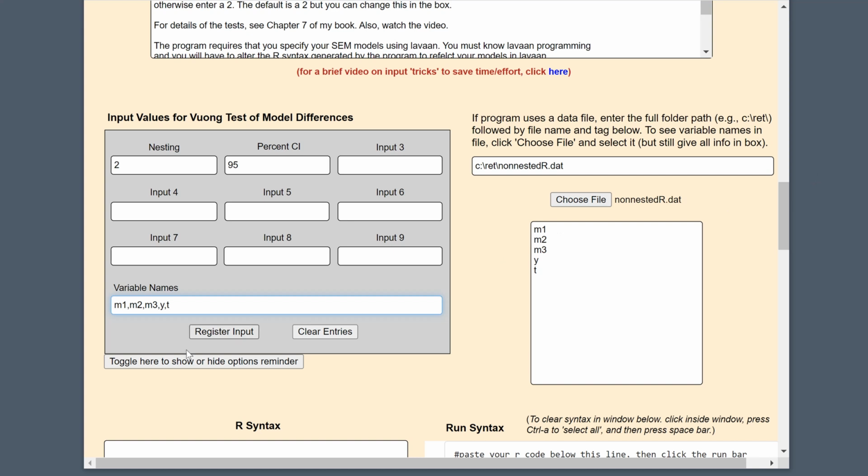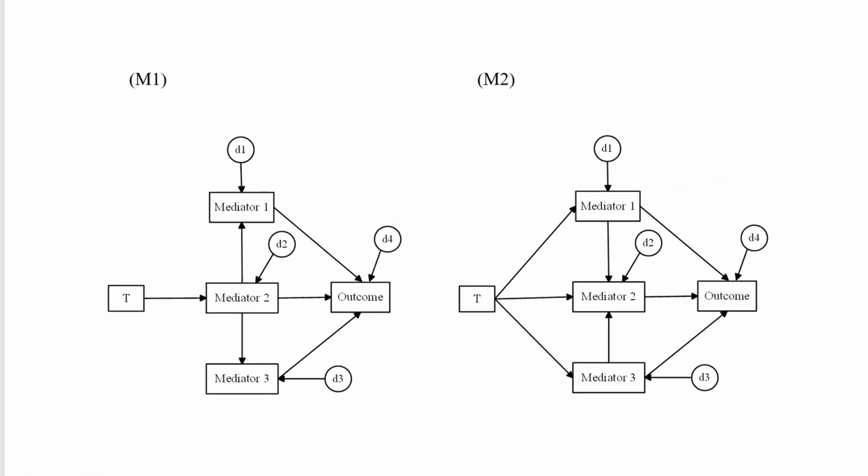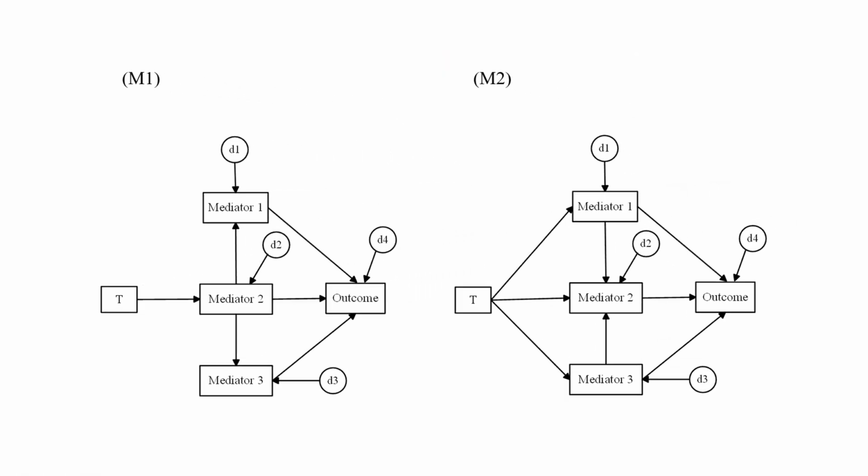Now normally I would hit Register Input to generate R syntax, and then I copy and paste it into R, but we first of all want to determine if the models are nested. So here are the models that I'm going to be working with. This is model 1 here, and this is model 2 here.